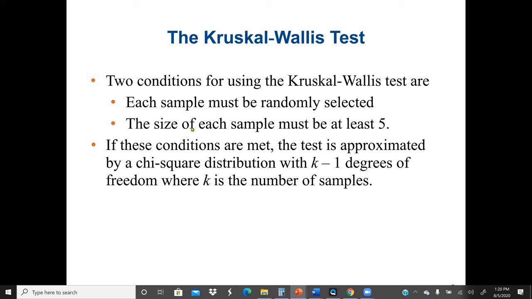Now, if these two conditions are met, the test is approximated by a chi square distribution with k minus 1 degrees of freedom, where k is the number of samples. So again, if these two conditions are met, the Kruskal-Wallis test is approximated by a chi square distribution with k minus 1 degrees of freedom, where k is the number of samples.